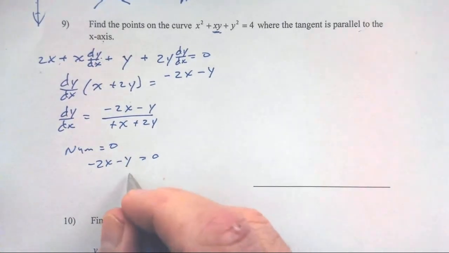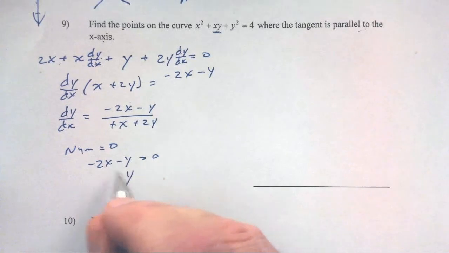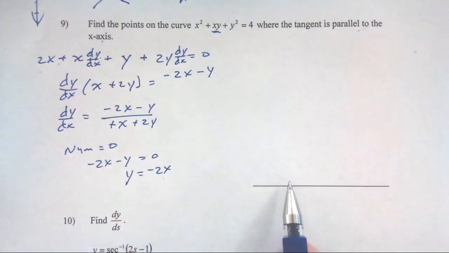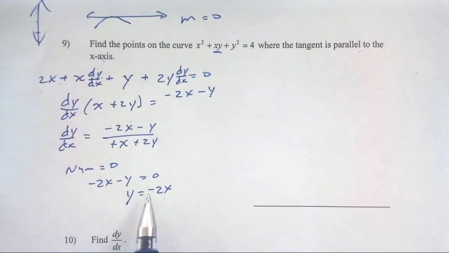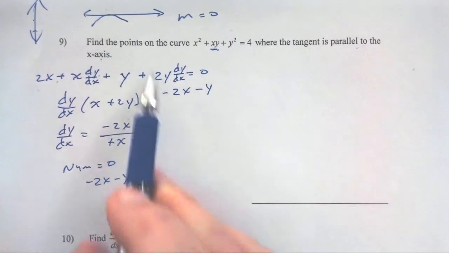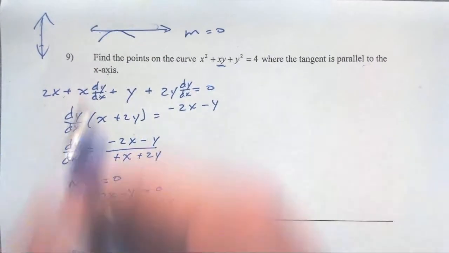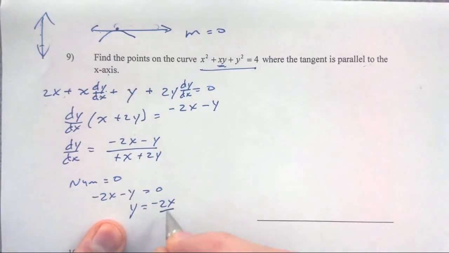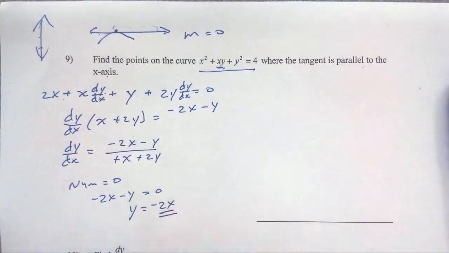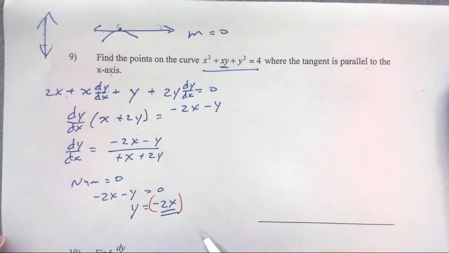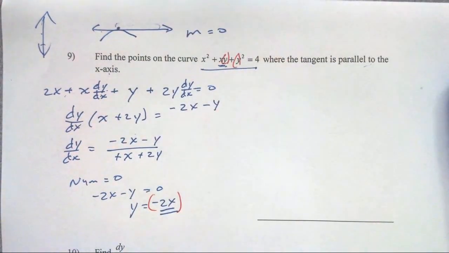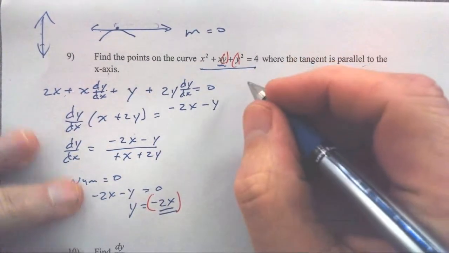But in this case, I can simplify this, add y to both sides. I get y equals negative 2x. Now, that is not my solution. That is the equation of the tangent line where it's parallel. But that intersects this. So now I can take negative 2x and substitute it in for y, and I have an equation just on x. So we've got a lot going on in this problem. This one will be worth a few more points than some of the others.